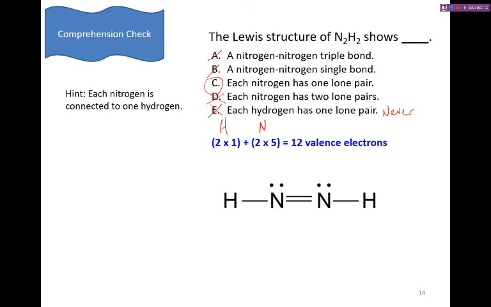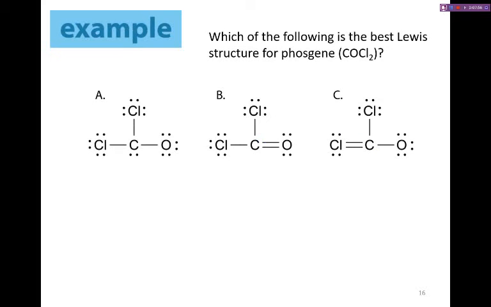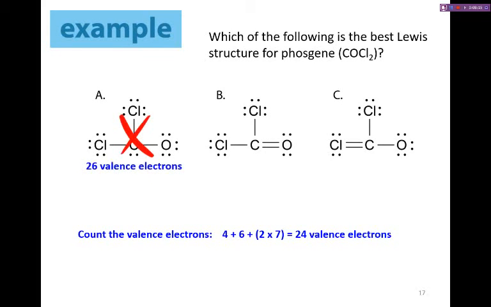All right. I'm going to show you another example. If we're asking which is the best Lewis structure of phosgene, it turns out that you could draw multiple Lewis structures to represent a given molecule. And so what we want to do first is count up the valence electrons, make sure that what we've represented is correct. This one, A, is not correct, and that's because it has 26 valence electrons. If you look and count, you can see that we have too many electrons represented. Therefore, A does not represent phosgene.